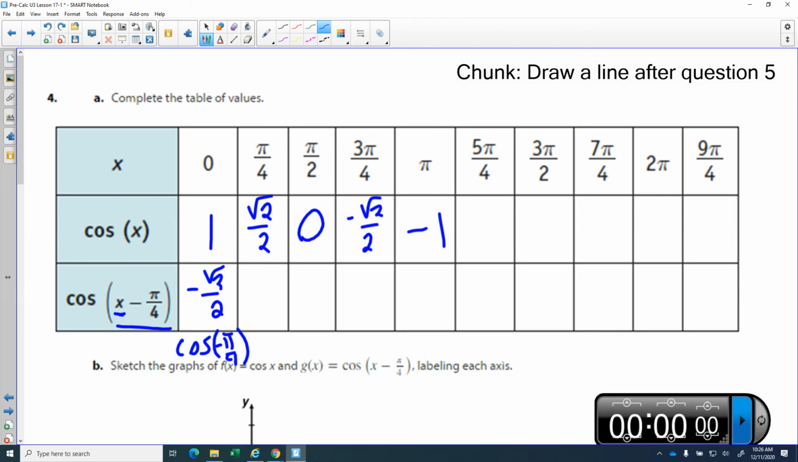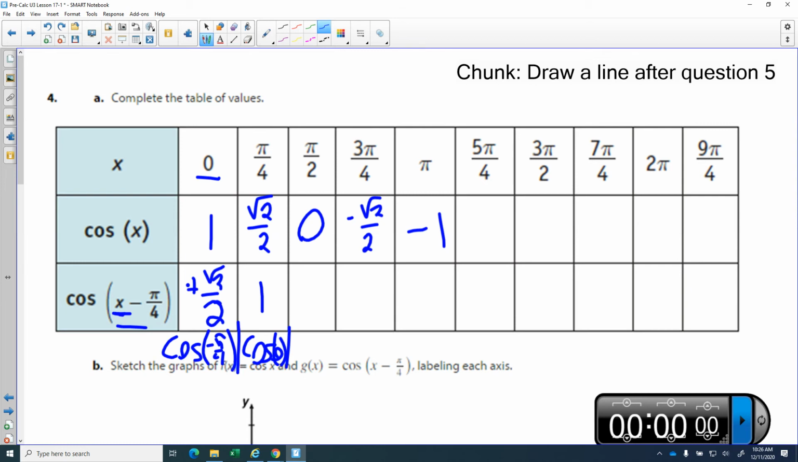Okay, or excuse me, positive square root of 2 over 2, my fault. In the second portion here, if I took pi over 4 and plugged it in for x, well, pi over 4 minus pi over 4 would just become cosine of 0. So this one would be cosine of negative pi over 4. This value here would just become cosine of 0, which doesn't that match up with this value here? So this technically is just an answer of 1.